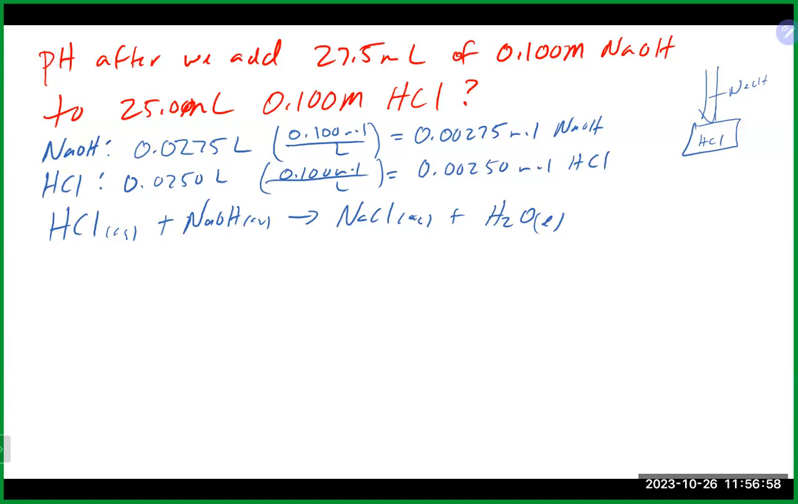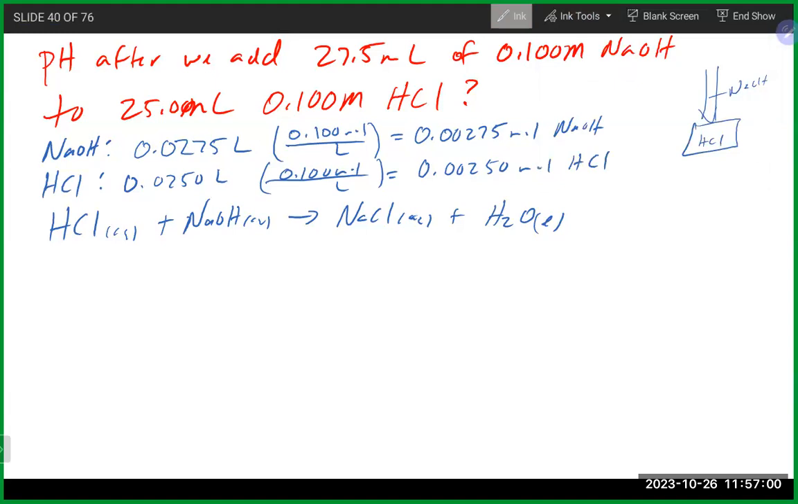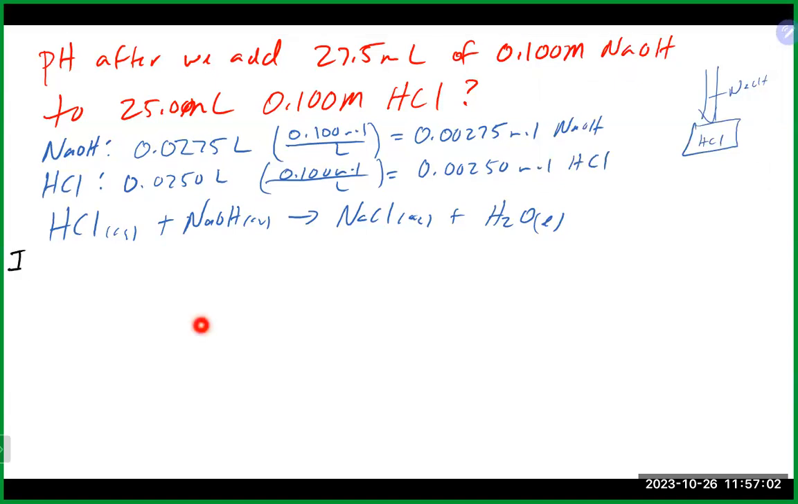All right, so let us go into our table here, see what happens. So initially here, we got 0.0025 moles. We have 0.00275 moles of this guy, nothing going on there. Again, we are starting with this guy here, which is our HCl. We are adding this guy to it. So now you're going to tell me, am I before, at, or after the equivalence point?